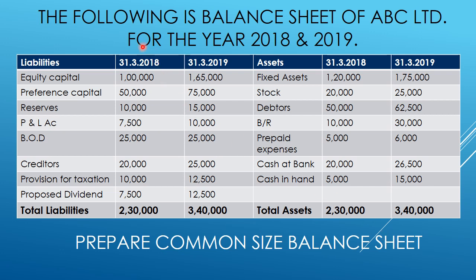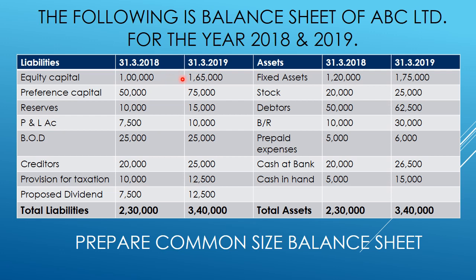The problem is: the following is the balance sheet of ABC Limited for the years 2018 and 2019. This is the balance sheet. Liabilities side, 31st March 2018, 31st March 2019. You are ending on 31st March for 18 as well as 19, and on this side you have your assets. Now see, these figures are different.